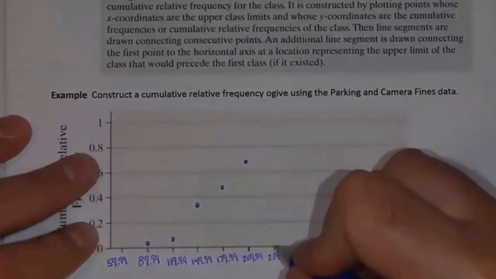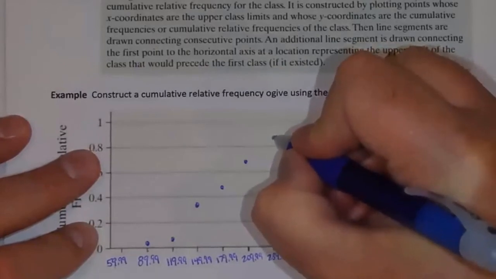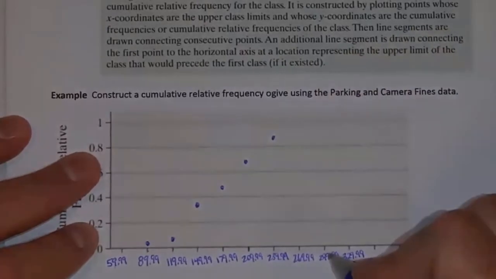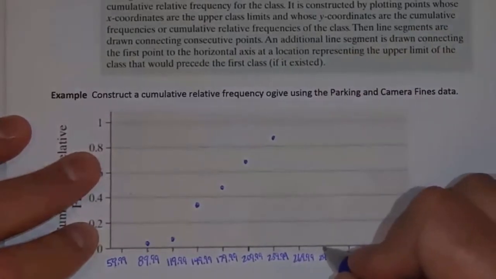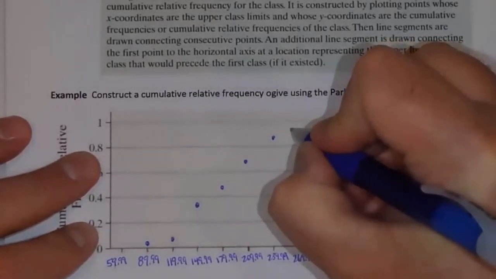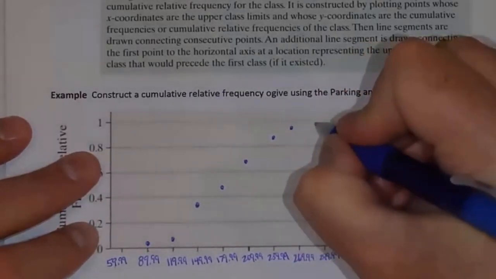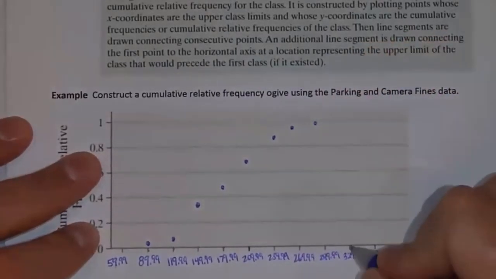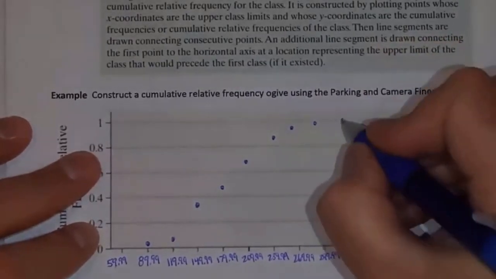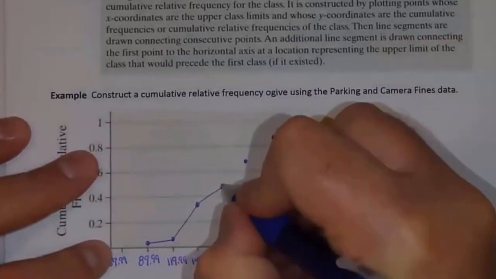The next is 0.86. So again, not quite halfway between the 0.8 and the 1. 0.96 is next. And so that is a little past halfway. And then 0.98. And then 1. So I plot those points and I connect them with line segments.